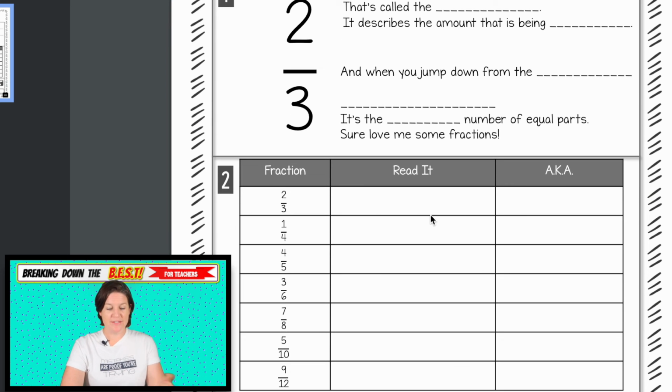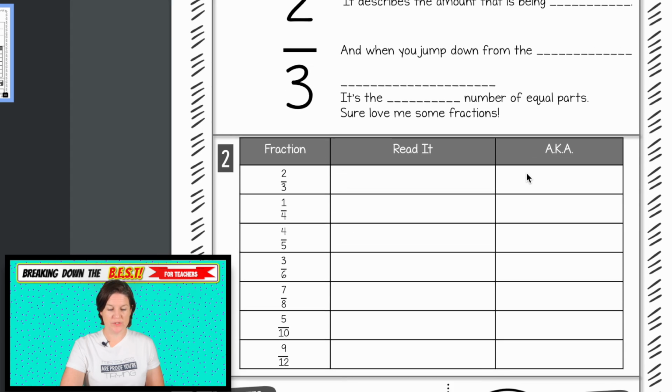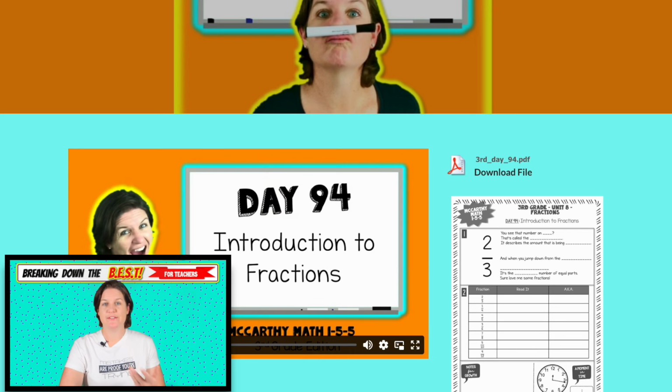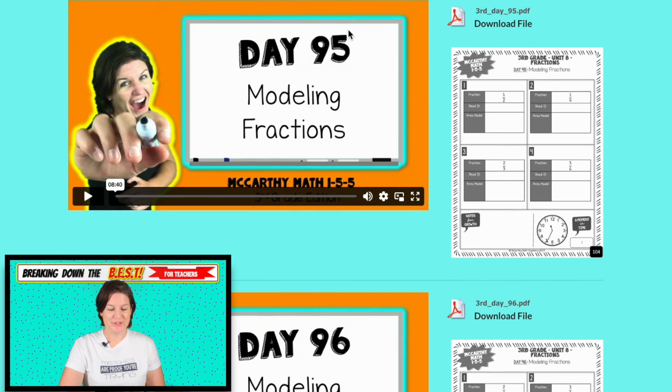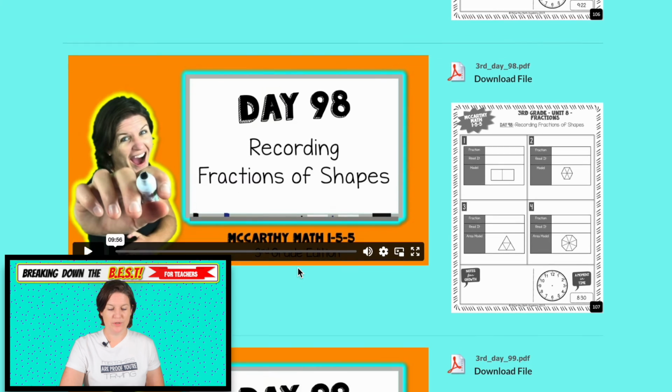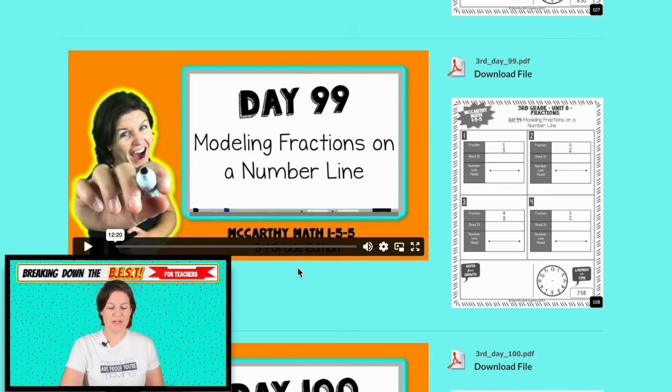Okay, and then in this, we're practicing, here they are in standard form, reading it in word form, and it might also be known as something else right here. So it's just another way to do it. You also notice that there's a time problem for every single episode because in 3rd grade, they need as much time practice as they can get.